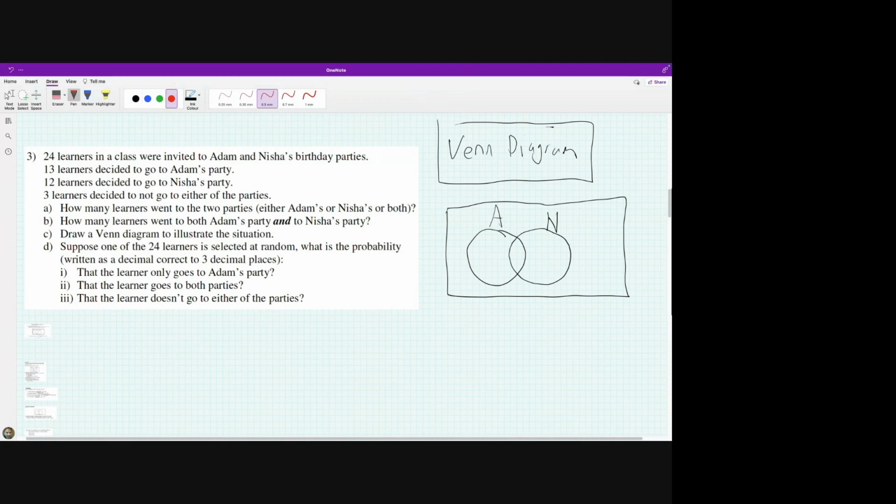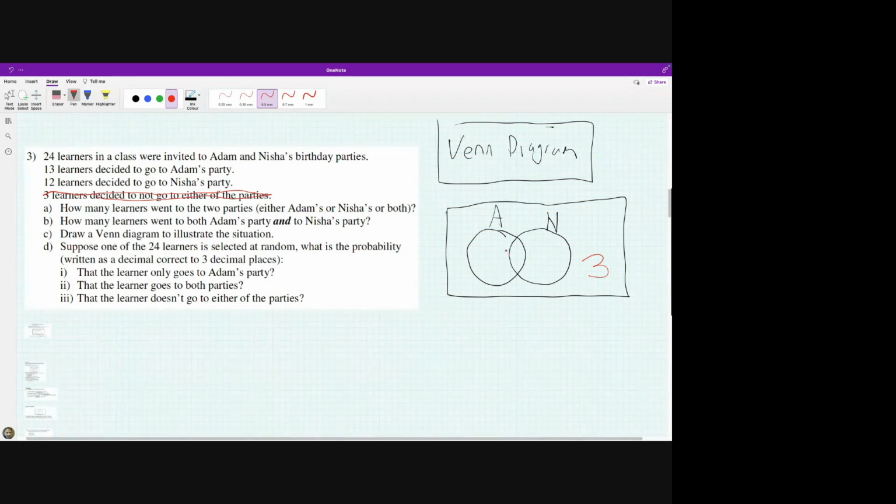So 3 learners decided to not go to either of the parties. Well, then those 3 must be sitting out here. How do I know what goes in each of these categories here? Well, I don't know how. I know that there are 13 that go to Adam's, but some of them go to both. I want to know from the class, what strategy can I use to help me figure out these zones over here?